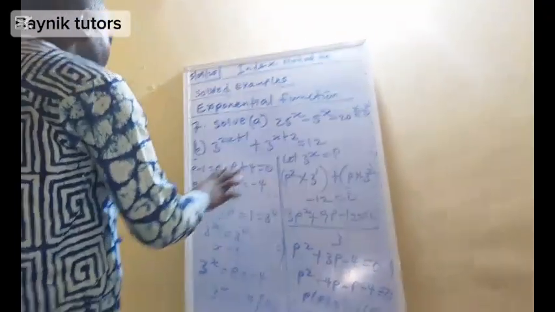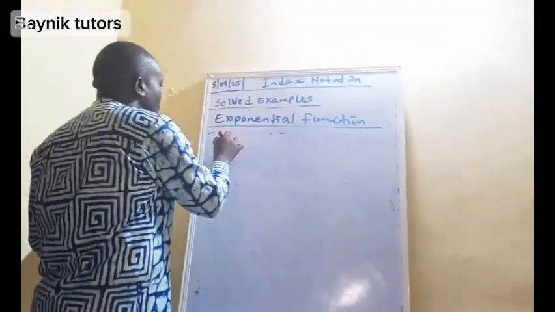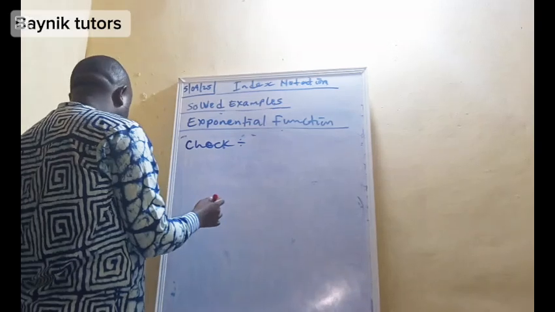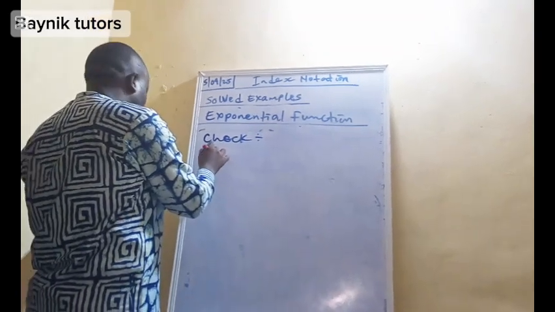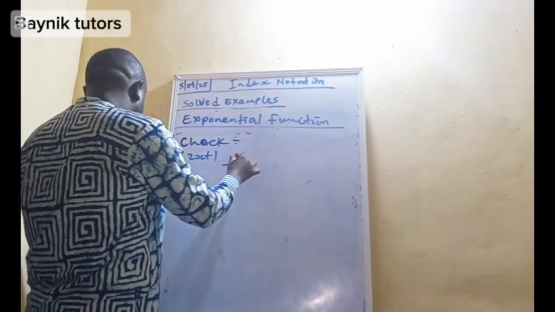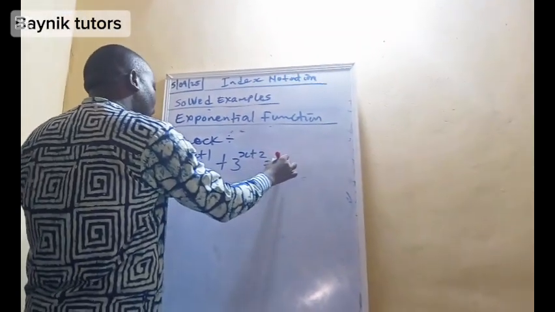Thank you. So we'll give out the assignment now. Continue the check of this. If we have 2 raised power 2x plus 1 plus 2 raised power x plus 2 is equal to 12.